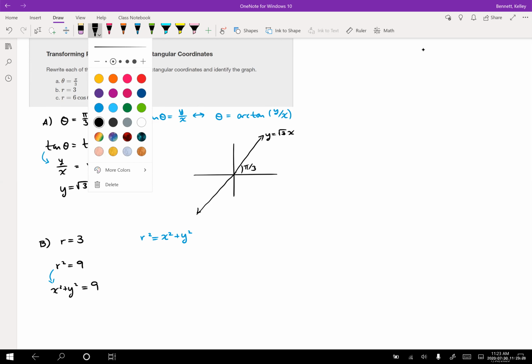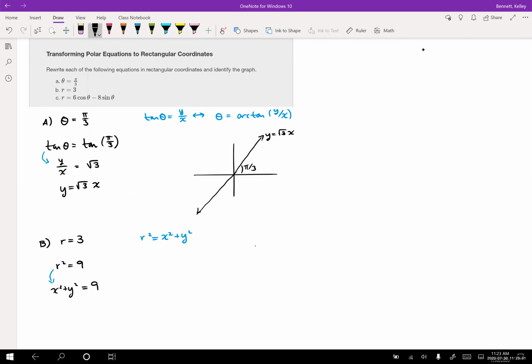And so if you think about the graph of r equals 3, there's no limitations on what the angle can be. So I can be radius 3 here, radius 3 here, radius 3 wherever. So that actually forms a circle.